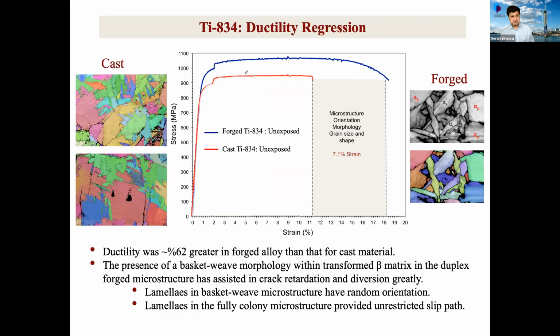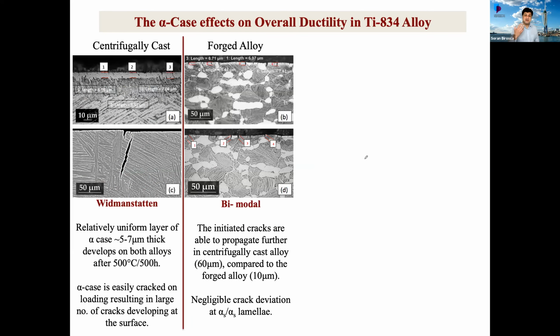So from that, we found out that the cast microstructure and forged alloy microstructure is responsible for 7.2% of the ductility in the cast microstructure when we compare even without the exposure. Now, we realized the microstructure difference is responsible for 0.1 percentage strain of the ductility regression between the two. What about the rest? That's why we went further, and what we did was we tested with removing what we call the alpha case.